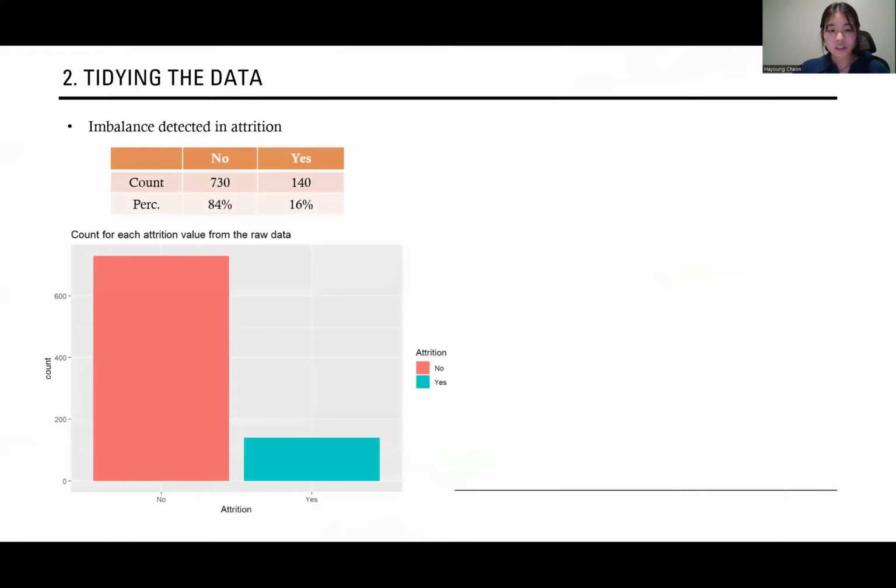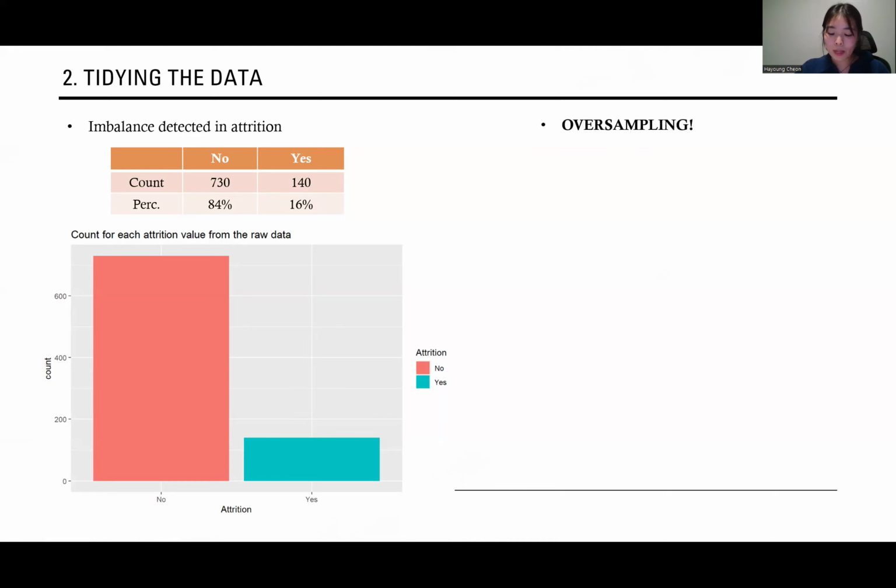So if we see here, the no values in attrition are 730, which comprise 84% of all the attrition values, while yes only has 140 counts, which is 16%. This can be a problem since we are creating a prediction model. This means that we're training the model with biased data, which means that the model will have biased prediction ability. Therefore, we have to balance this data, and I used the oversampling method to do that.